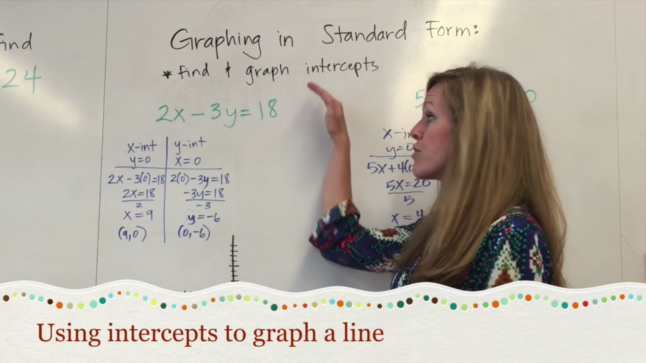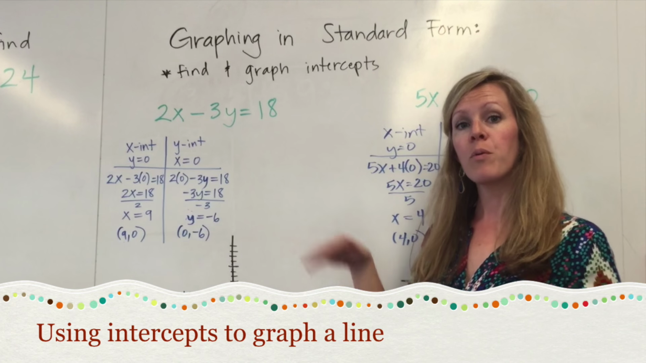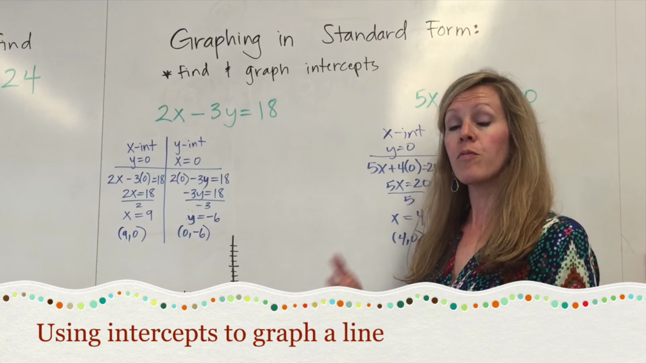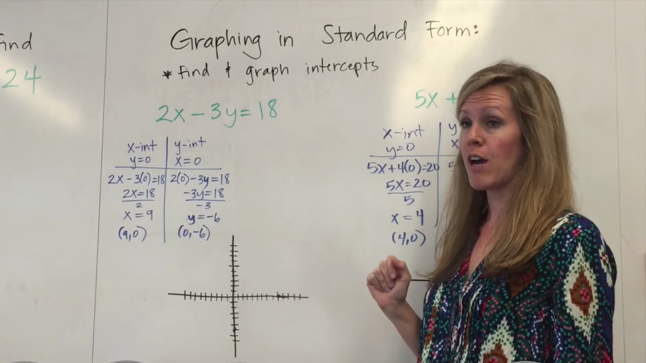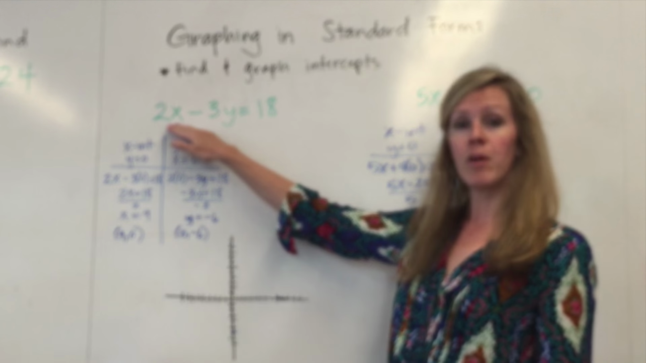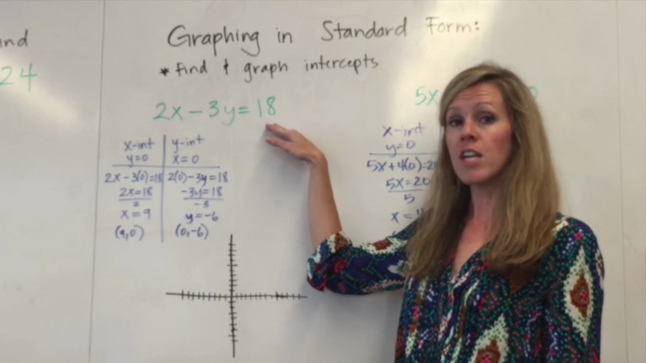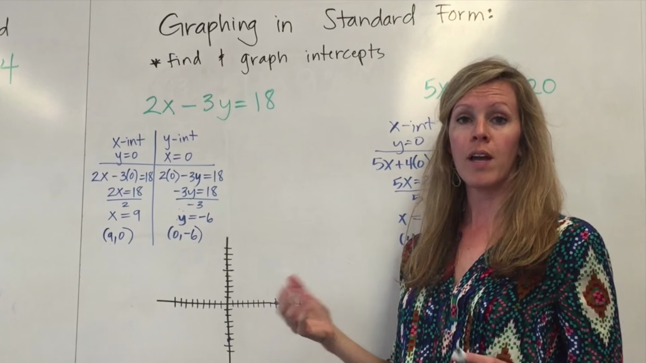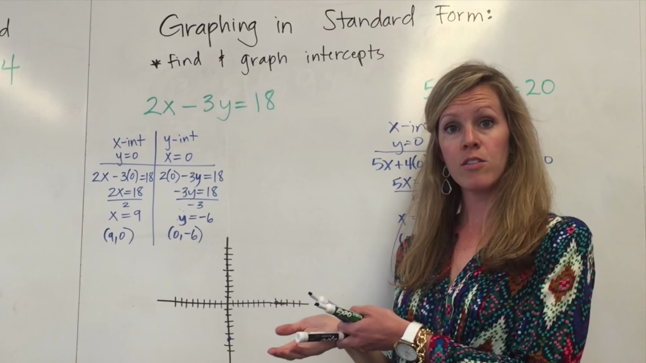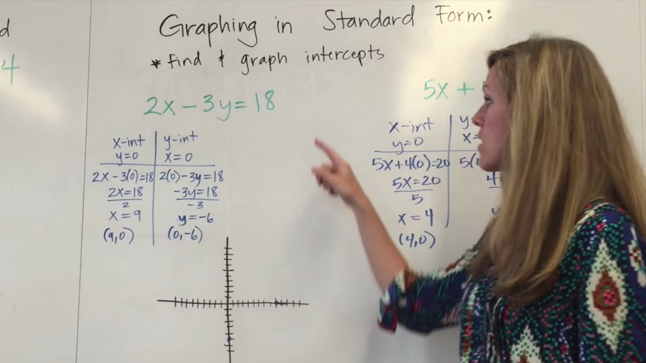All right, so now we have another example, and we're going to show you how once you find the intercepts, you can use them to graph your line. So this time our line is 2x minus 3y equals 18. Remember, standard form is just another way to write the equation of the line. You could write it in slope-intercept form. You could also write it in standard form.